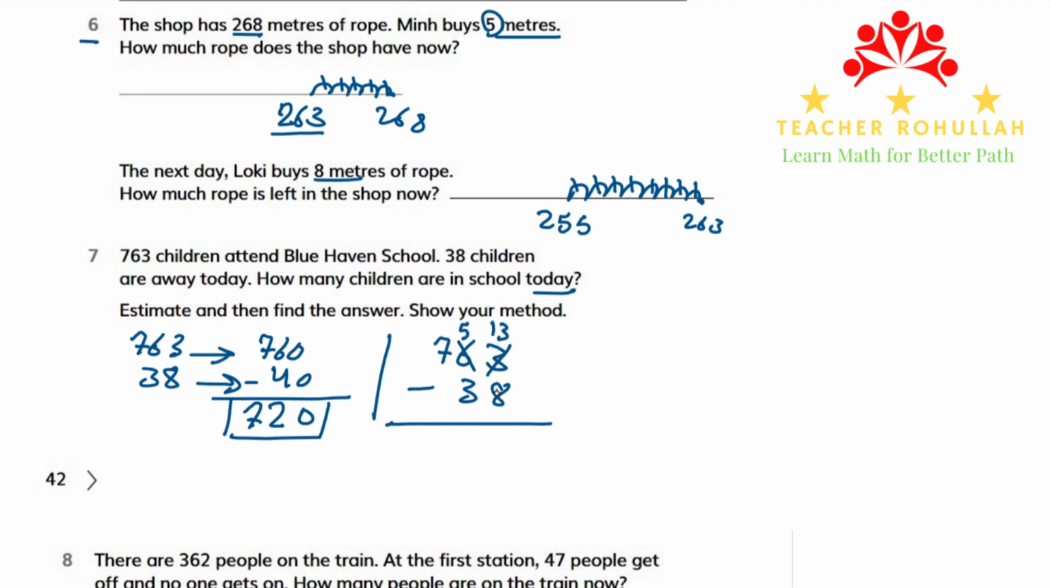So 13 minus 8 will be equal to 5. And 5 minus 3 is 2. 7 minus nothing is 7. The exact number of students in the school is 725. We are done with question number 7 as well. Let me scroll down to move to question number 8.